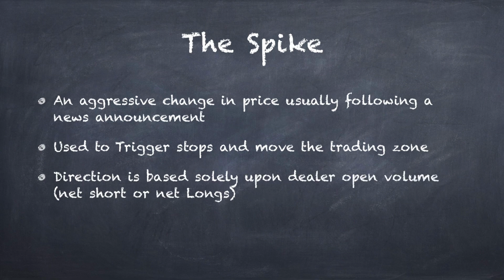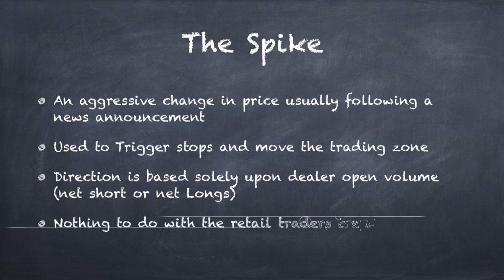And then the direction is based solely upon the dealer open volume. So very important that you notice that the spike is based solely upon the dealer open volume, depending on how many net shorts and net longs they have available. Okay? So remember that. And then also, it has nothing to do with the retail traders' trend.